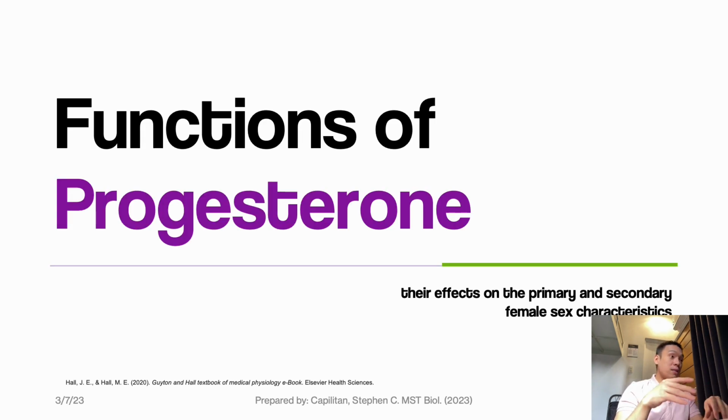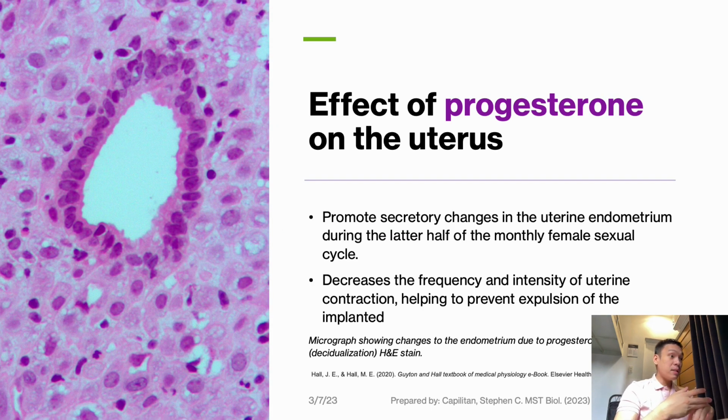Now we talk about progesterone, its functions, and its effects on the primary and secondary female sex characteristics. On the uterus, it promotes secretory changes in the uterine endometrium during the latter half of the monthly female sexual cycle. It also decreases the frequency and the intensity of uterine contraction, helping to prevent expulsion of the implanted embryo. You will see here a micrograph showing changes in the endometrium during progesterone production, or the decidualization, using an H&E stain.